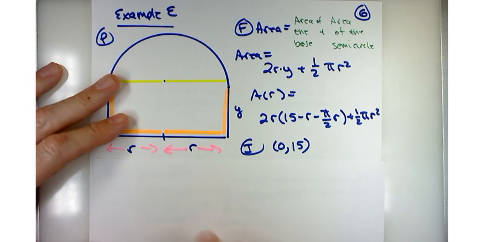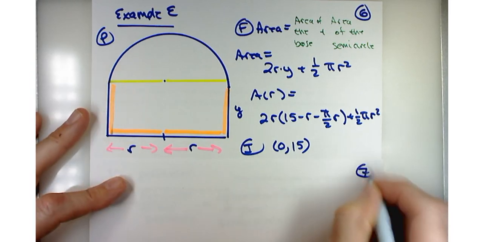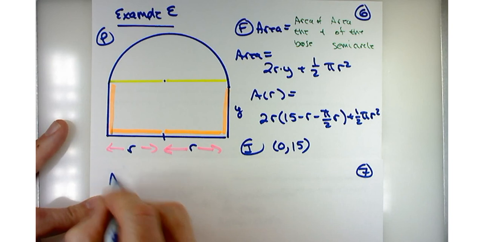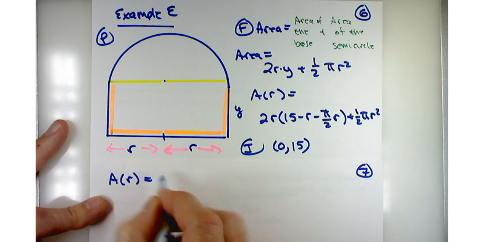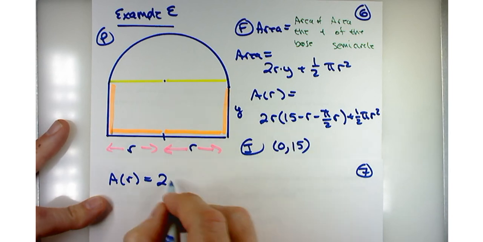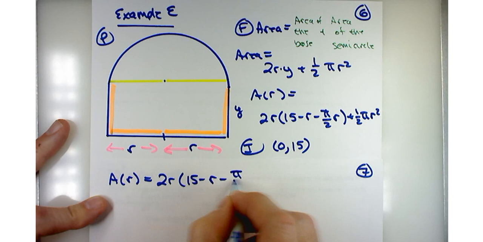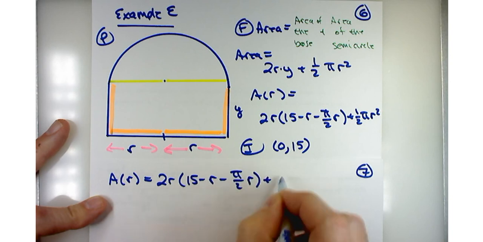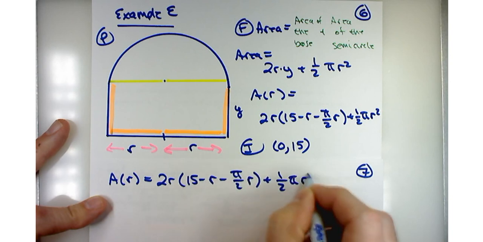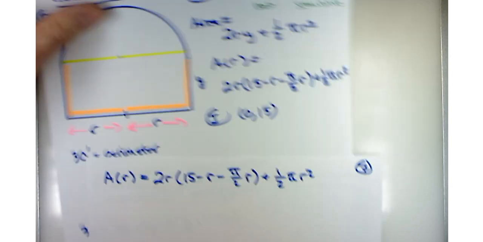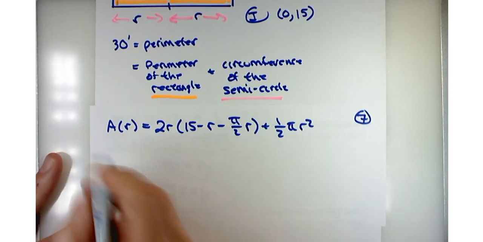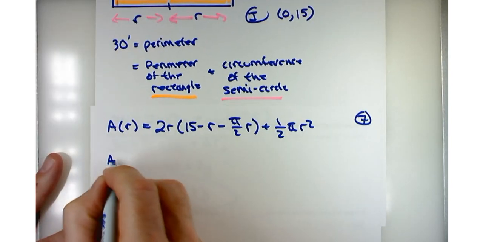So let's turn our attention to maximizing our function then. A of r is 2 times r times 15 minus r minus pi over 2 times r plus 1/2 pi r squared. That's our function. We want to try and maximize it. So this is the analysis part.